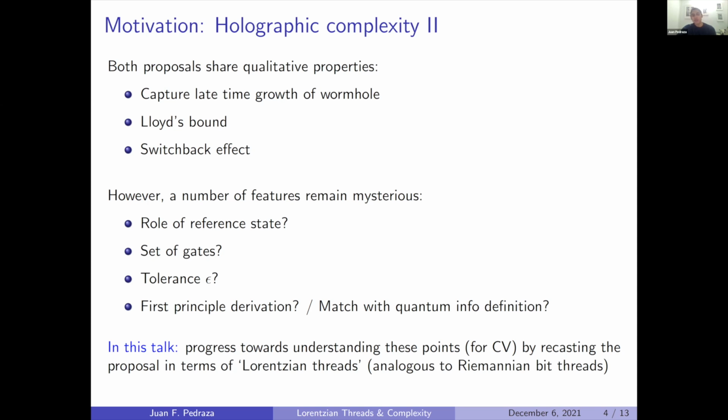So these proposals are not on equal footing as, for example, entanglement entropy, in the sense that we don't have a first principle derivation. So in this talk, I'm going to be telling you about a reformulation of one of the two proposals, the CV. And with this reformulation, we clarify at least some of these points that are not so clear.